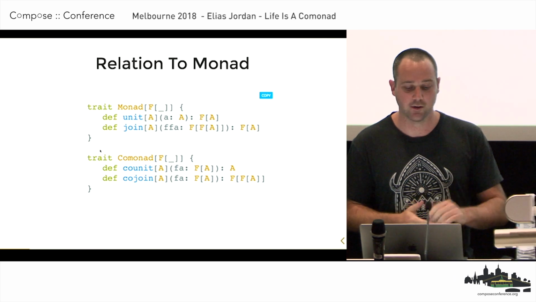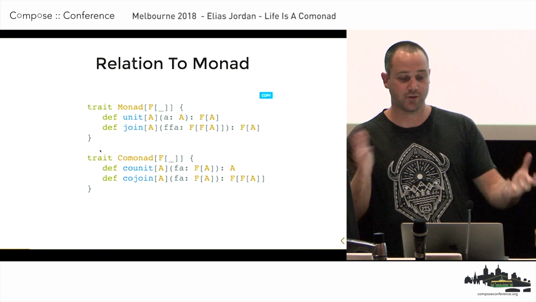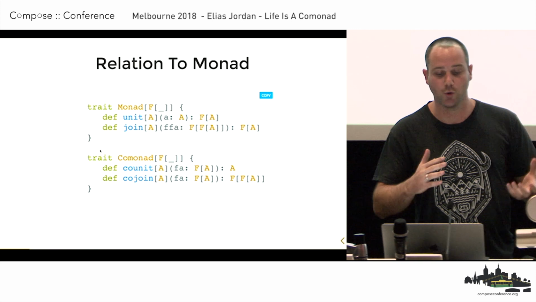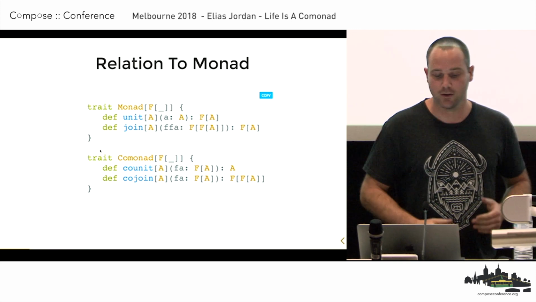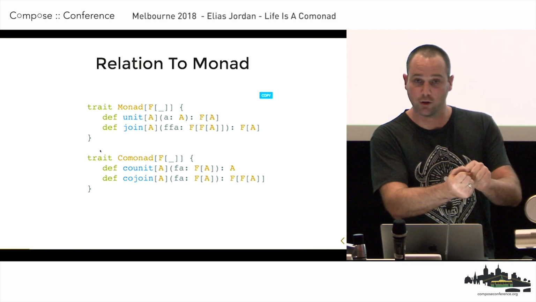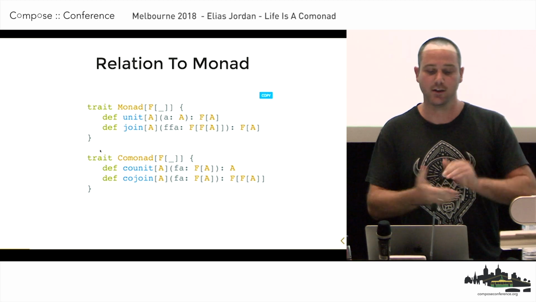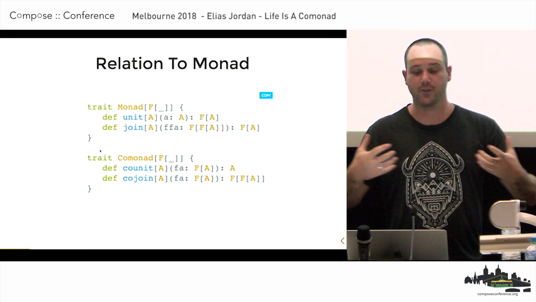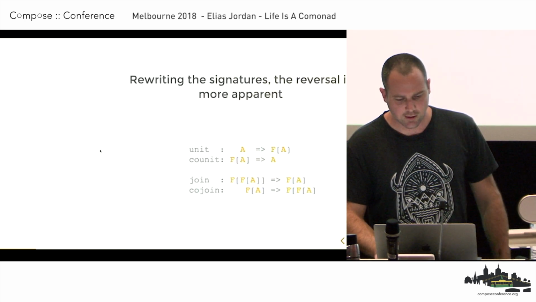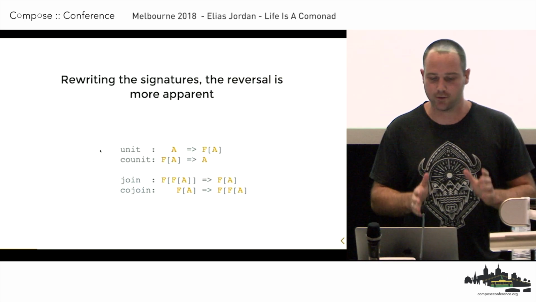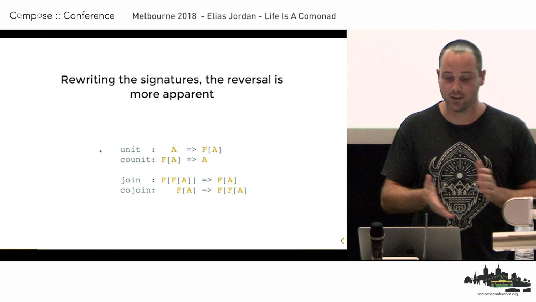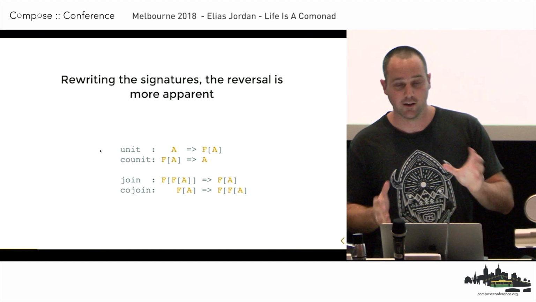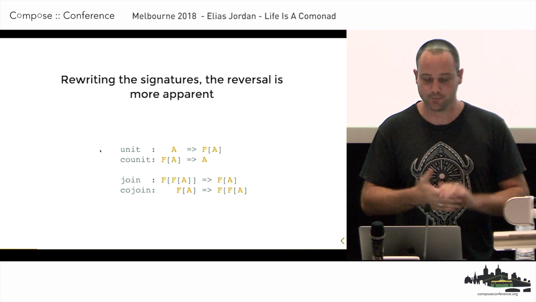So if you squint, you can see that we're reversing the arrows in our definition of comonad. So co-unit is the opposite of unit, and co-join is the opposite of join. So with co-unit, we're pulling a value out of our F structure. With co-join, we're, in some sense, duplicating the F structure. And so we rewrite those signatures a little bit differently using the function syntax. We can see that the reversal is a little bit more apparent.